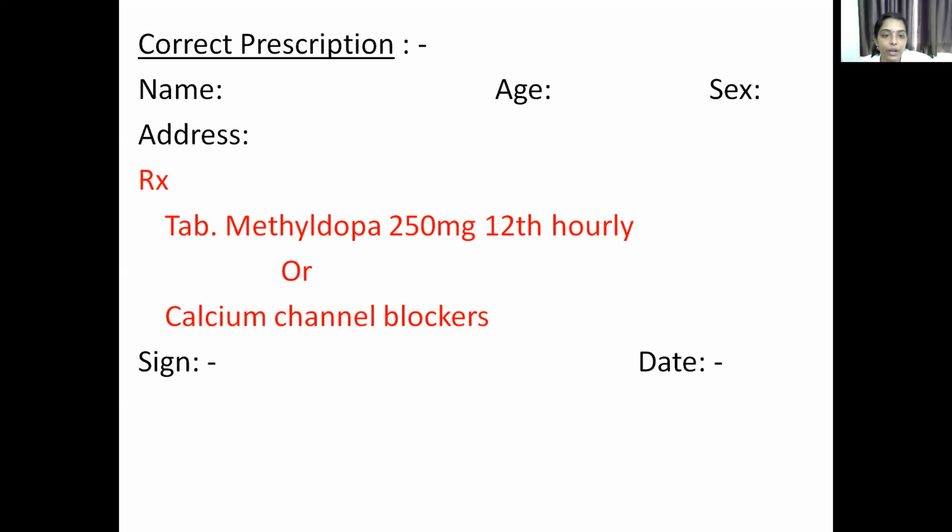Tab methyldopa is the first choice drug, 250 mg, 12th hourly. If it doesn't get controlled with one drug, methyldopa can be combined with labetalol as well. Then if there is an acute emergency, severe hypertension which needs to be controlled immediately, or if the patient is being posted for surgery, then the choice will be IV labetalol or hydralazine. So you can give those.